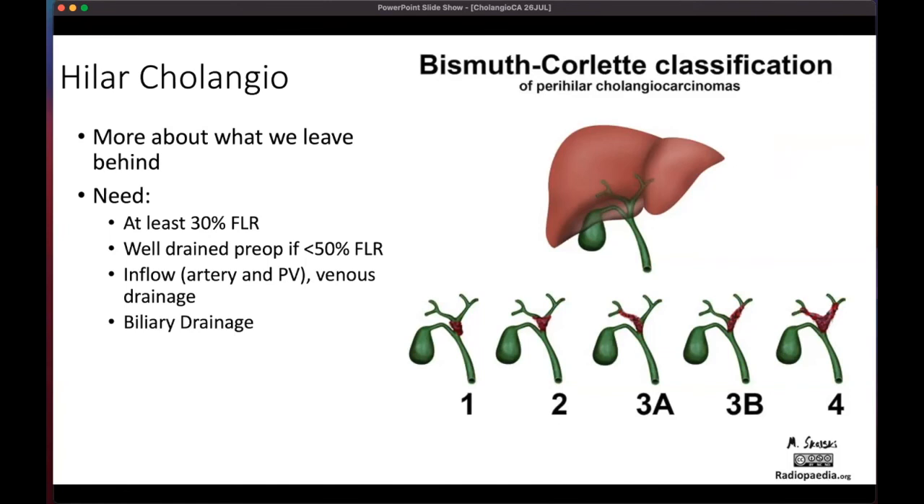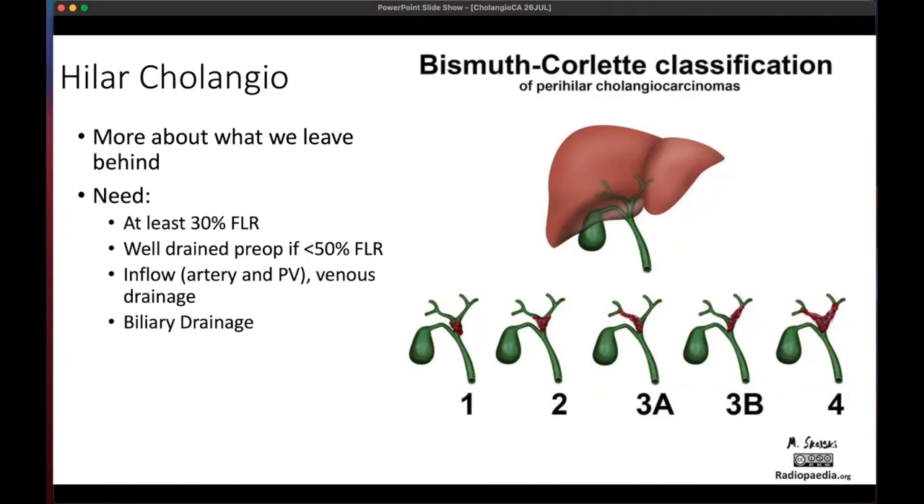But the left has certain advantages. One is that the left artery usually doesn't come that close to the duct. So the right artery passes right behind the duct. The left artery kind of stays away from the duct. And then the other advantage is that the left has that long common duct that's extrahepatic. So you can creep back on the left a little bit more and you're able to potentially get a negative margin. So if you have a tumor that's right here, a type 2, there's a lot of debate. What should you do? Should you do a right or a left, or what should you do?